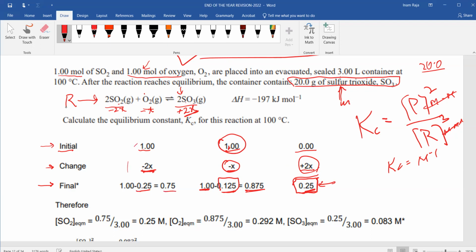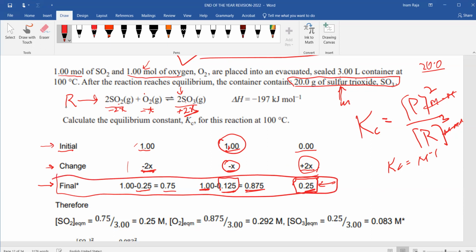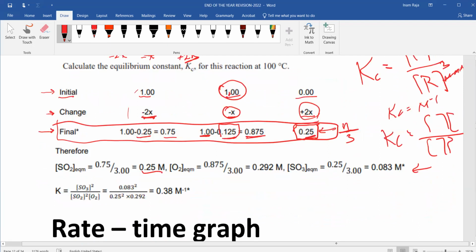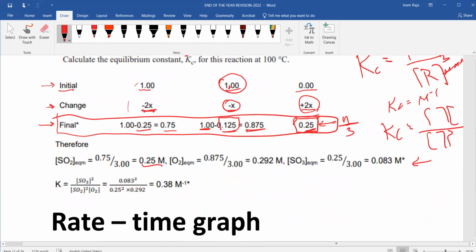Now at this stage you have all the moles at equilibrium. Remember that in Kc you don't put moles, you have to have concentrations. So you divide the moles by the volume given to you, which is 3 liters. All the moles divided by 3, and you'll have concentrations. At this stage all the values are in concentration. You can put them in, and you can even go wrong here if the Kc expression is wrong.